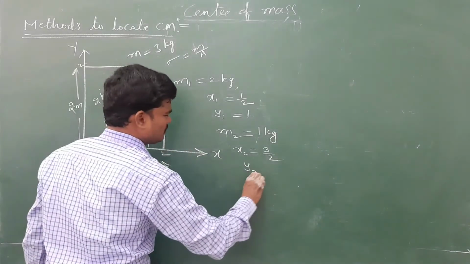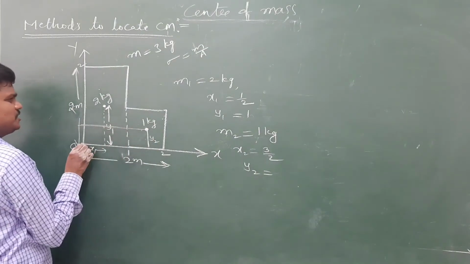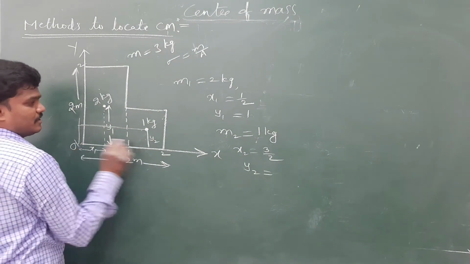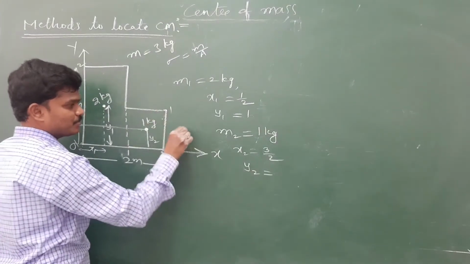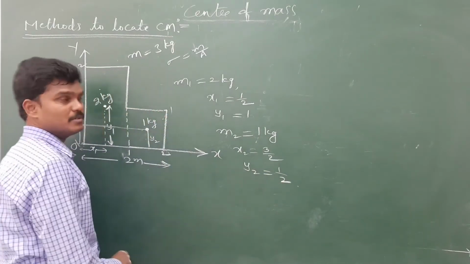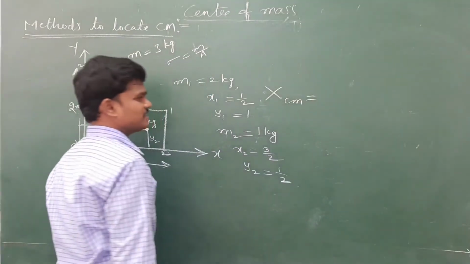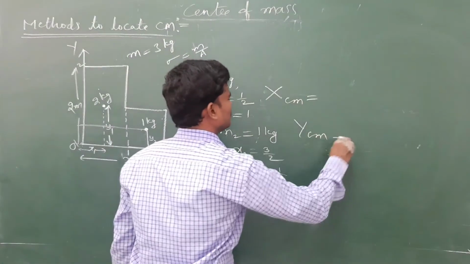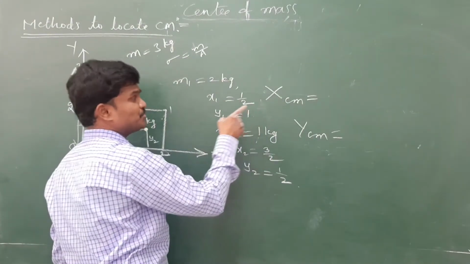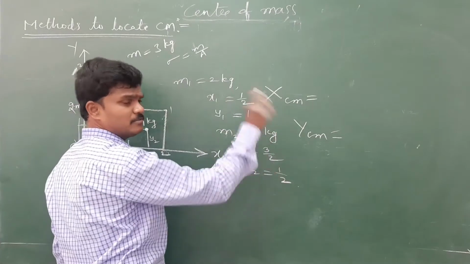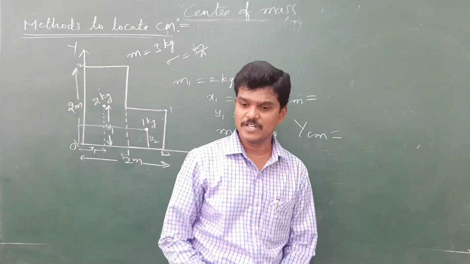So y2 is from here to here. This line is 0 for the y-axis, and this is 1. 0 plus 1 by 2, so y2 is 1 by 2. Now substitute these values in our regular formula. xcm is (m1 x1 plus m2 x2) by (m1 plus m2), and ycm is (m1 y1 plus m2 y2) by (m1 plus m2). If they ask you to find the distance, it is root of xcm square plus ycm square.